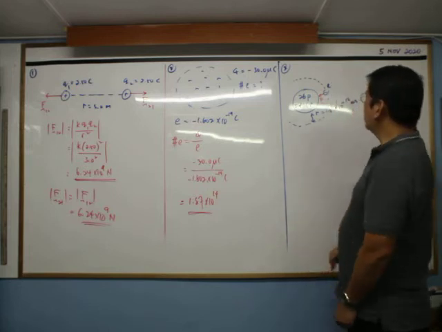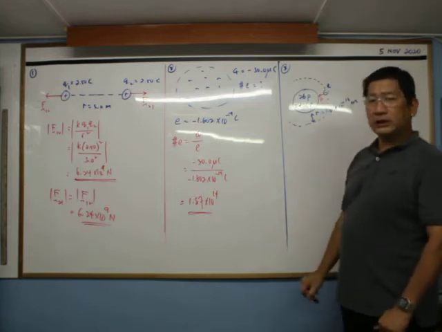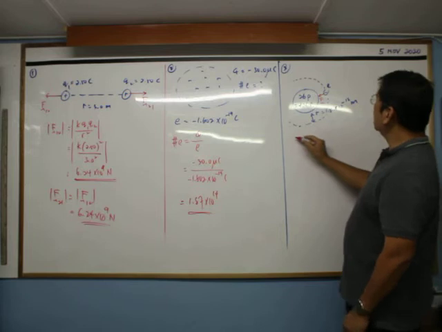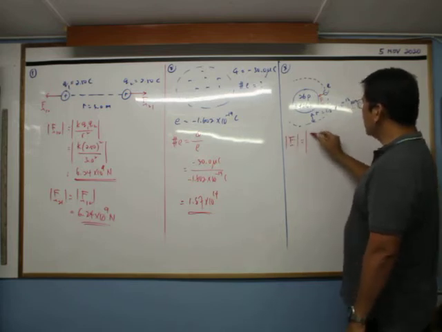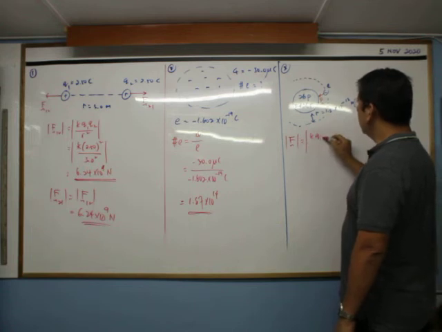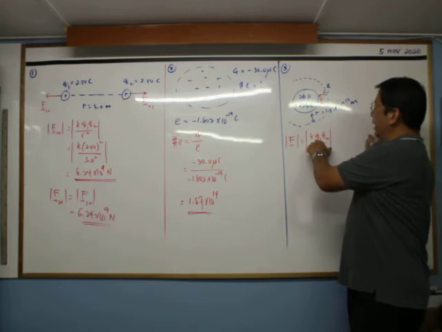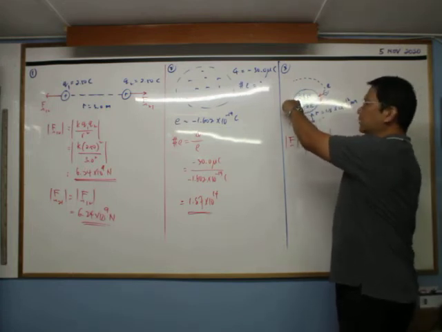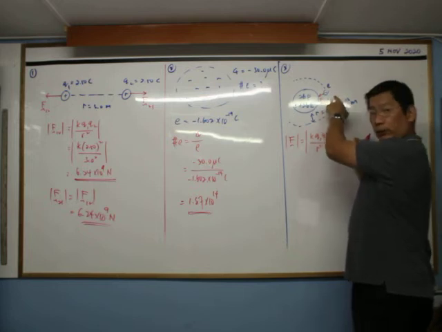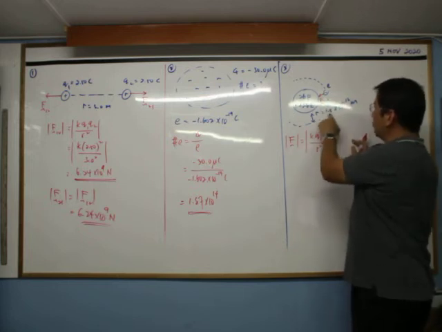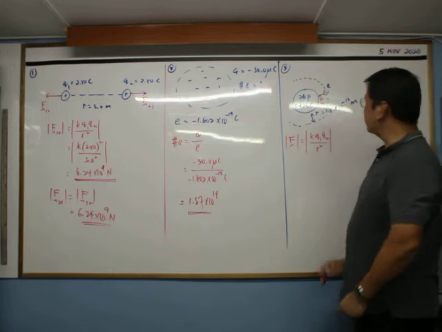Again, direction is not needed. Of course, direction is towards the nucleus. So the force will be, first we calculate the magnitude only. So the force is K Q1 Q2 over R squared. Q1 I will refer to the total charge of the nucleus, and Q2 is the charge of the electron, and the distance is this one, 1.5 10 to the power minus 12 meter.